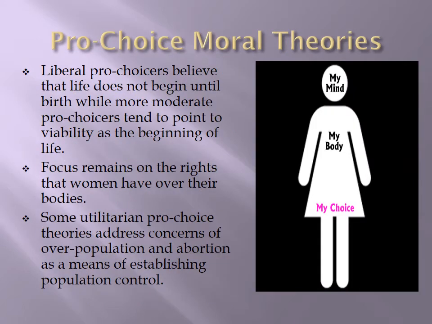Okay, and as we look at pro-choice moral theories, we see that there are both liberal and moderate pro-choicers. More liberal pro-choicers believe that life does not begin until birth, but you have moderate pro-choicers that will point to viability. Again, just to make sure you got that definition, viability is that point when the fetus could live on his or her own outside of the mother's womb.